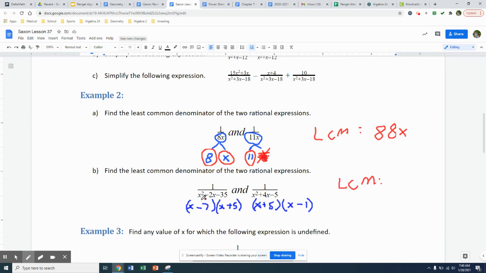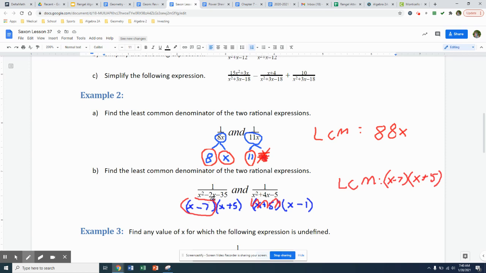So here I've got an x minus 7, and I would check through, are there any other x minus 7s? No, so x minus 7 is going to be part of my LCM. Then I look, I've got an x plus 5, and I would check my other factors. Do I have an x plus 5? I do, so I only need to take one of those. We don't need to take multiple of the same one. So I've got x plus 5.